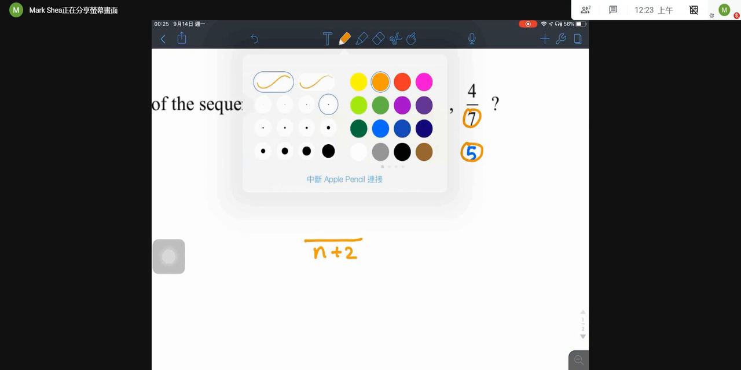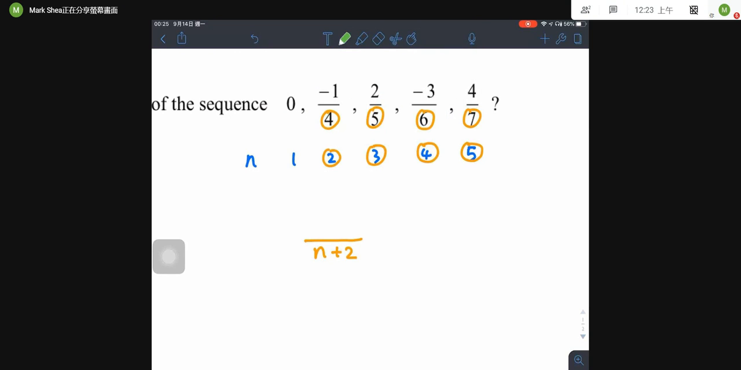Second, let's observe the relationship between the numerator and n. For the second term, it is minus 1. For the third term, it is 2. So if we ignore the negative, then we have n minus 1. Because for the second term, n minus 1 is 1. The third term, 3 minus 1 is 2. The fourth term, 4 minus 1 is 3. So we are looking at the value of the numerator.